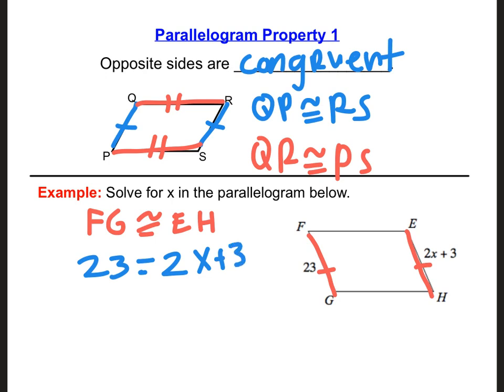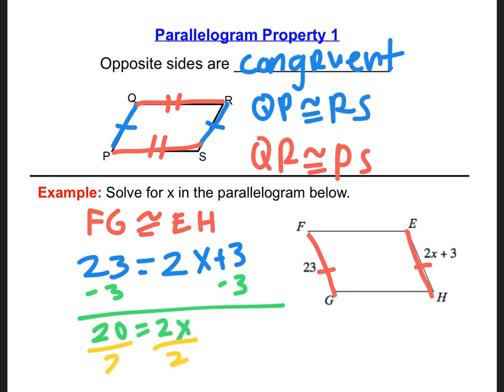Now, once you've set your two sides equal, you just have to solve for x like we've been doing all year. So I'm going to go ahead and subtract 3 from both sides. When I do that, I get 20 equals 2x. And then I have to get rid of that 2, so we'll divide both sides by 2, and we get x equals 10. And that should be your final answer.